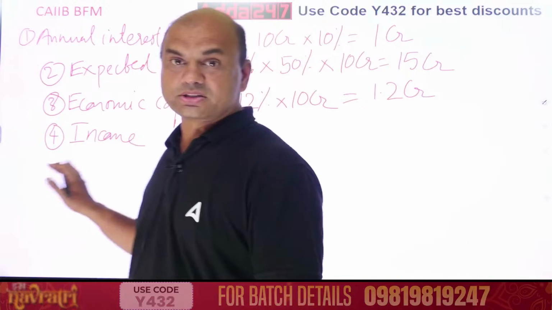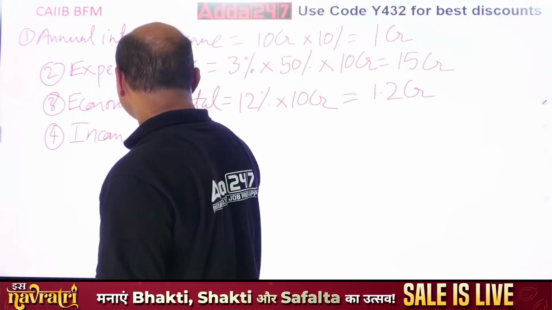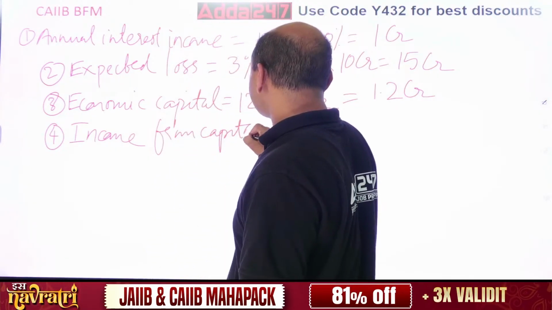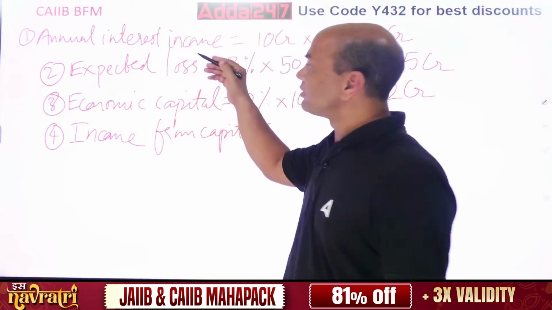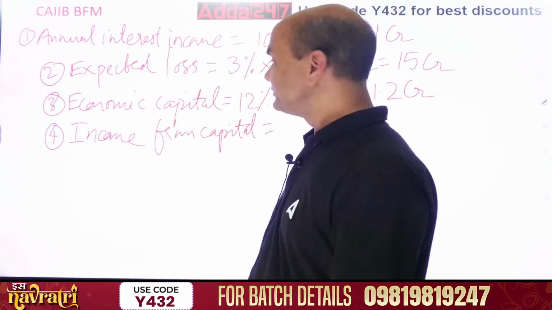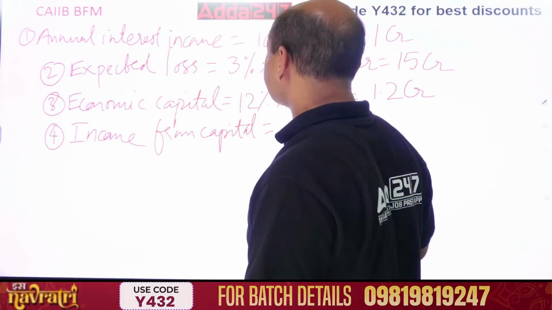So we are on the 4th stage now. Income from capital, very important term. For 1 mark per element, so 5 marks you have. Income from capital is given as what?